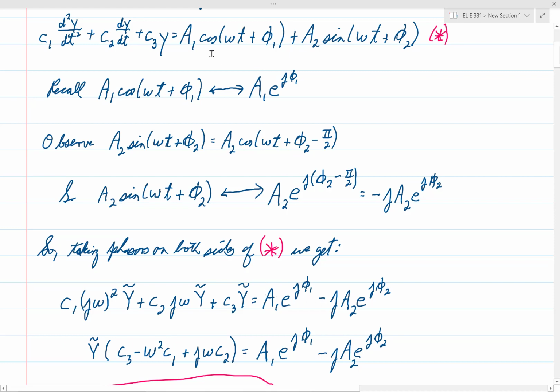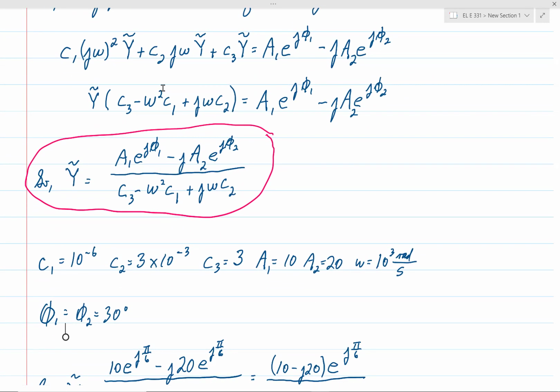On the right-hand side, for these two source terms, we have the two phasors that we have already identified, A1 e to the j phi1 and minus j A2 e to the j phi2. On the left-hand side, if we factor out the phasor of y, then we get this expression right here. And so we can divide each side of the equation by that to solve for y tilde, which is the phasor of y.